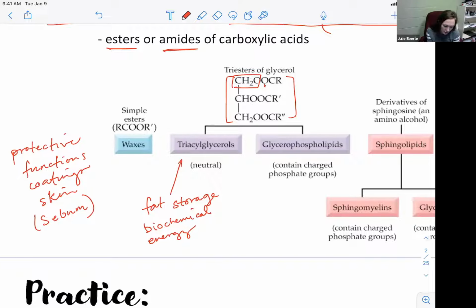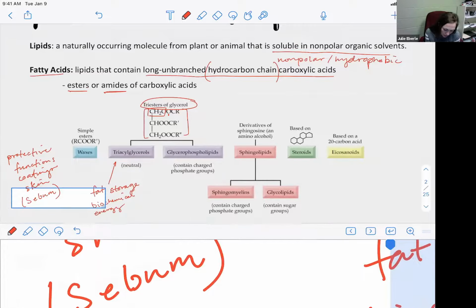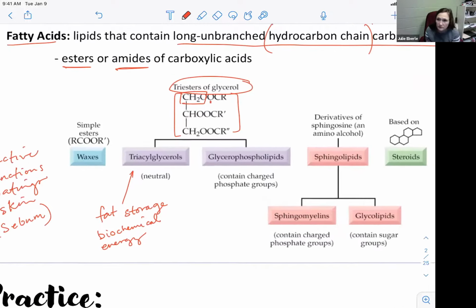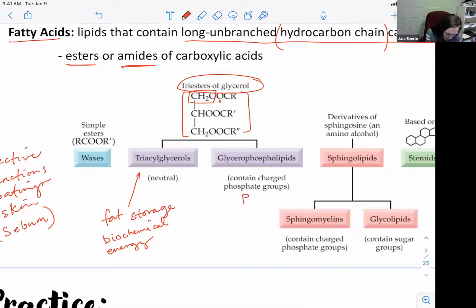glycerophospholipids. These are both triesters of glycerol. So structurally, they're kind of similar. But there is a difference with glycerophospholipids. They have this, y'all remember what a phosphate group is? Okay, this is the PO3 minus 2. Or sometimes you might also see PO4 with a minus 3. These are both examples of phosphate groups.